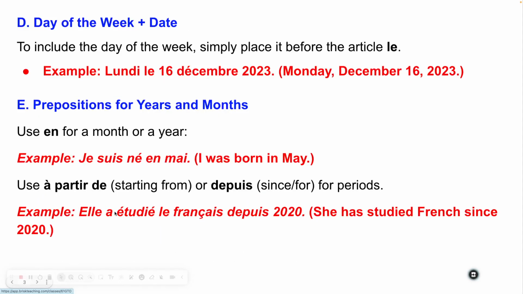Practice the vocab, and practice how we write the dates. Remember that the day always goes before the month in French, and we use le before the number when we write or when we say the date.